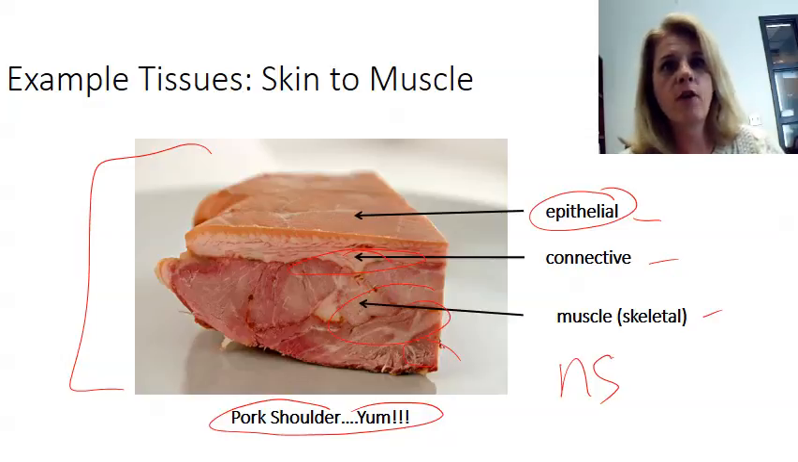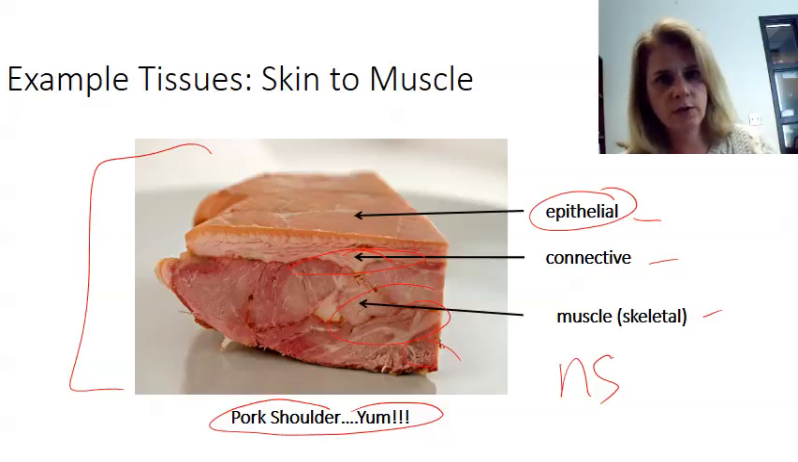Your heart's made up of cardiac muscle. There's fat associated with your heart. There's nervous tissue associated with your heart. There's lining, there's epithelial tissue associated with your heart. So most of our organs are made up of a combination of all four different types of tissue to make our organs.